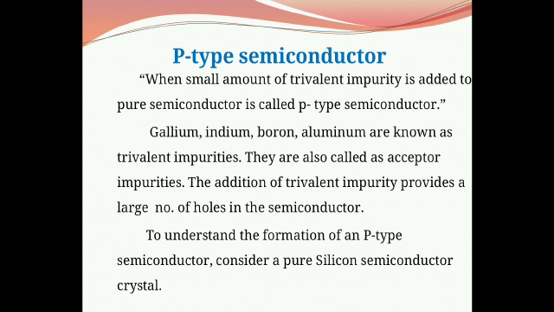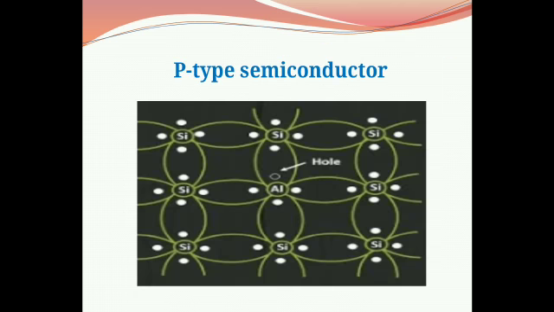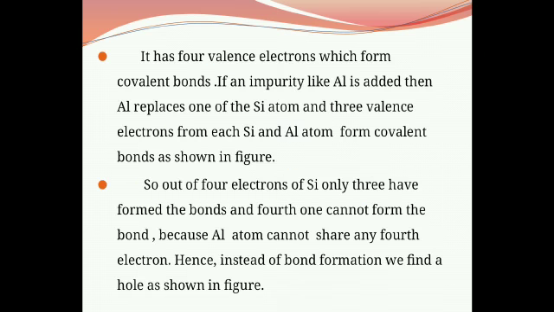Then to understand the formation of a P-type semiconductor, consider a pure silicon or germanium semiconductor crystal. This diagram shows the formation of a P-type semiconductor. Here each silicon atom is surrounded by neighboring silicon atoms. When a trivalent impurity like aluminium is added, it shares only 3 electrons with the neighboring silicon atoms and there is covalent bond formation. But one vacancy, called a hole, is created.